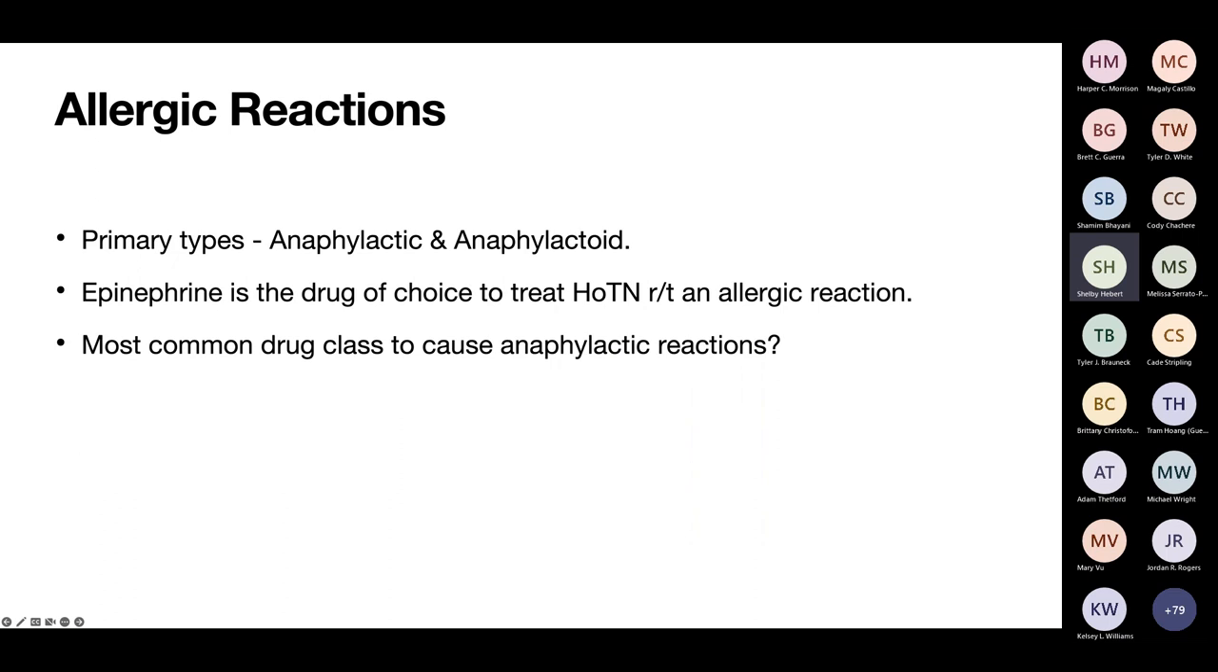From an allergic reaction standpoint, we have two primary types, anaphylactic and anaphylactoid. Most of the time we use epinephrine as the drug of choice to treat hypotension due to an allergic reaction. Does anybody know what the most common drug class to cause anaphylactic reactions is? You've seen it multiple times.